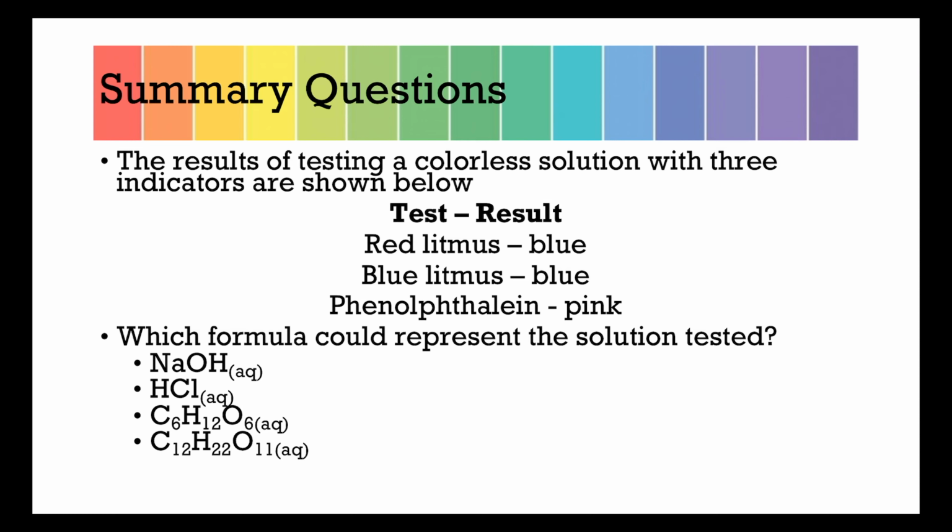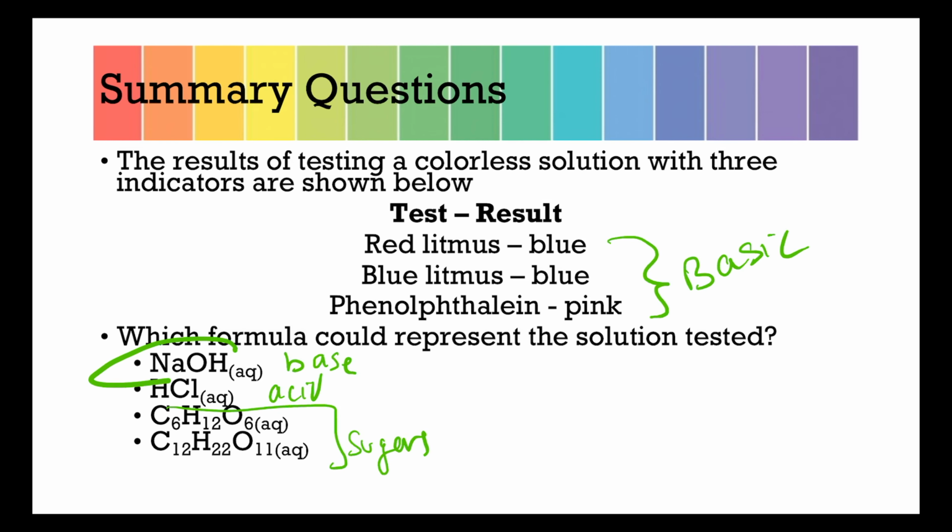Okay. Next one. It says red litmus is blue, blue litmus is blue, phenolphthalein is pink. So for all of these, you have to be using Table M for your indicators. That says this formula has to be basic. Again, you want to look at Tables K and L for acids and bases. C and D are different kinds of sugars. A is your acid on Table K. This NaOH is your base on Table L. So that means A has to be your answer. Okay. Moving forward.